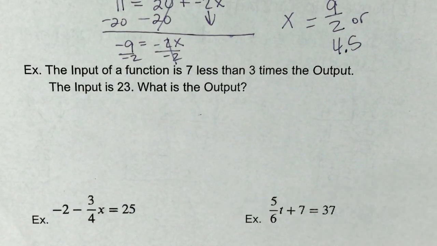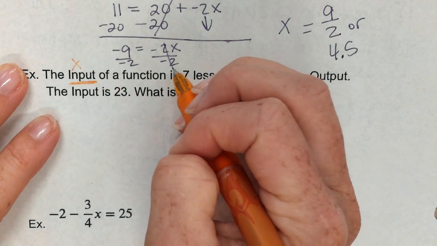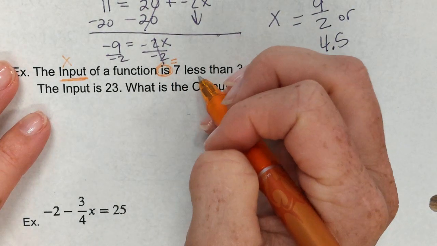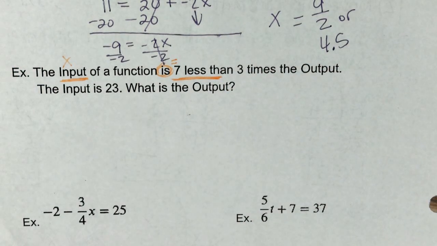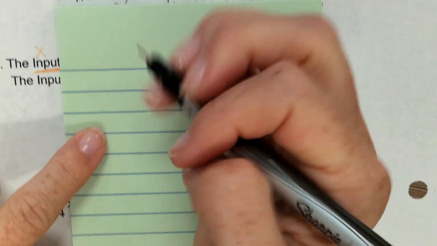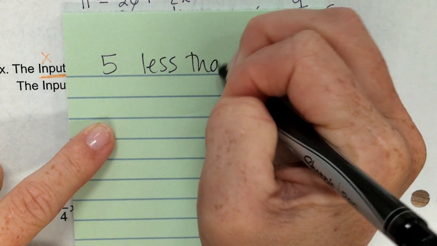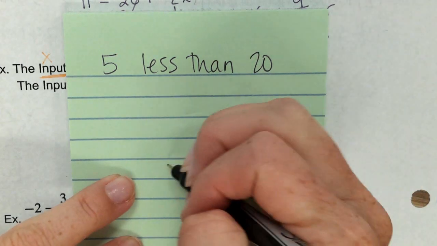The input of a function is equals, ooh, now this is a tricky one. 7 less than. I'm going to give y'all something and see if y'all can figure it out. Don't write this down, just look. Are y'all ready? What is 5 less than 20? I want you to think about it for a minute. Okay, what's the answer? Y'all are right.